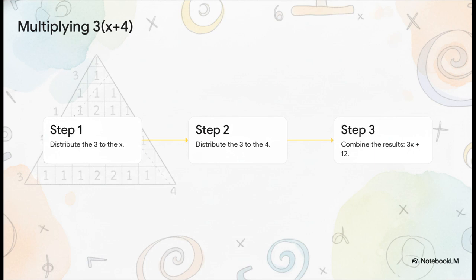We've got 3 times the quantity x plus 4. Okay, step 1. We distribute the 3 over to the x. That gives us 3x. Easy. Step 2. We take that same 3 and distribute it to the 4. That gives us 12. And for the final step, you just put them together. And there's our answer, 3x plus 12. Simple, right? That's the core move.